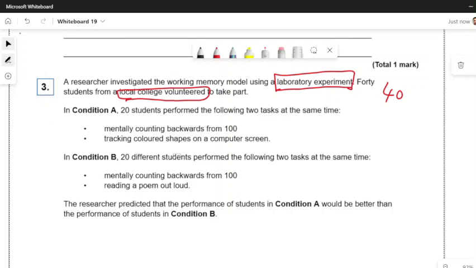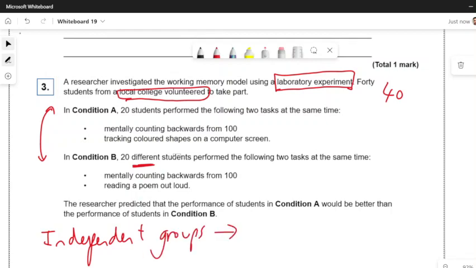Okay, so in terms of this, we can also work out that the students are performing in only one of the conditions. So this is an independent groups design. Obviously it says 20 different students. It doesn't say anything about them coming back to do the other condition. So we're dealing with an independent groups design. You might want to think at that point, are there any weaknesses that come to mind with that? The fact that they're using different participants in each condition. All of this stuff, as I said, should be written down.